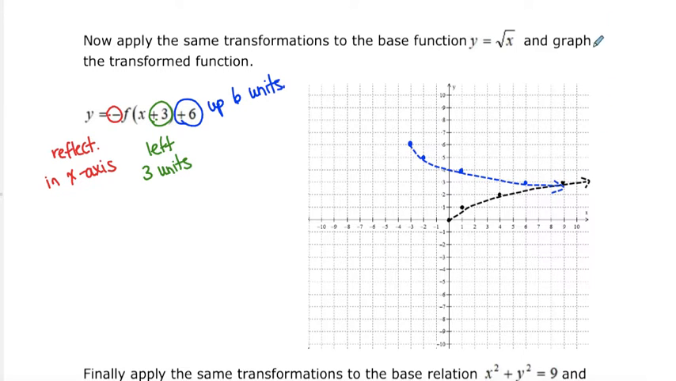If I wanted to express this in function notation, it would be f of x is equal to negative. Now my square root function, my x plus 3 goes underneath the square root sign. My plus 6 goes on the outside. And you can always label your parent function, which is the square root of x, sorry. Let's take a look at one more example.